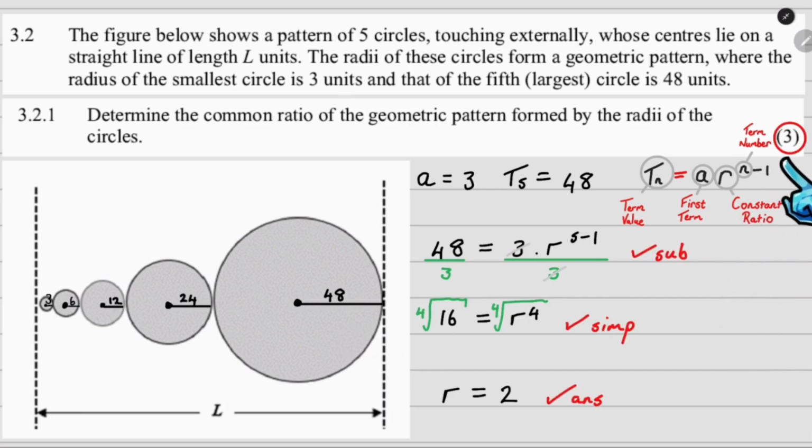And then lastly, let's have a look where these 3 marks are coming from. Substitution into this formula gets you your first mark. Simplification into r to the power of 4 equals 16 gets you your second mark. And the answer of 2 gets you your last mark.